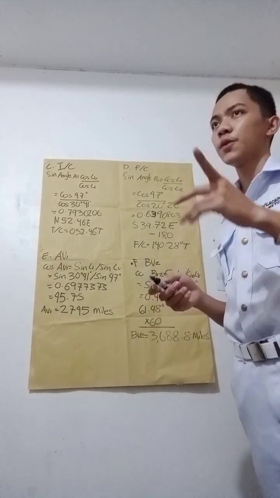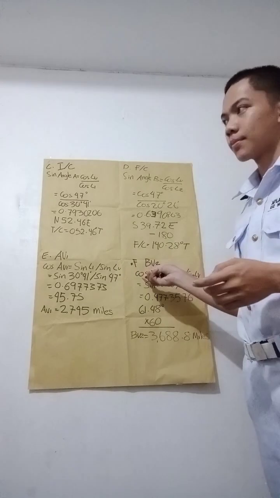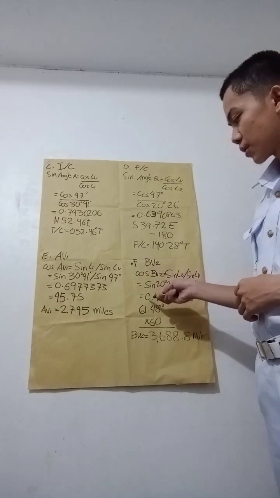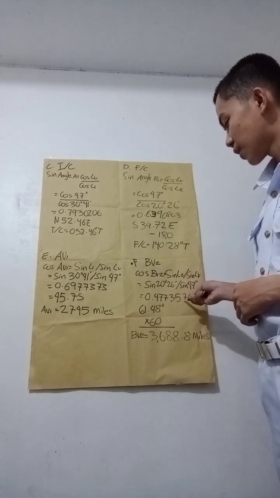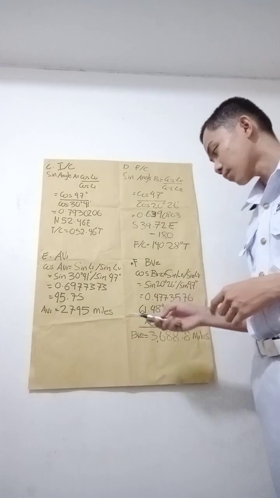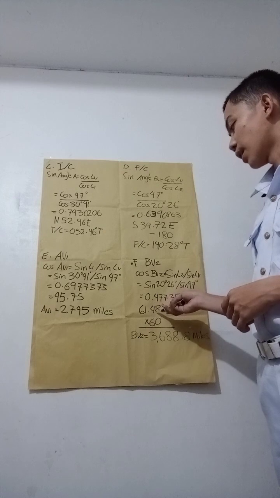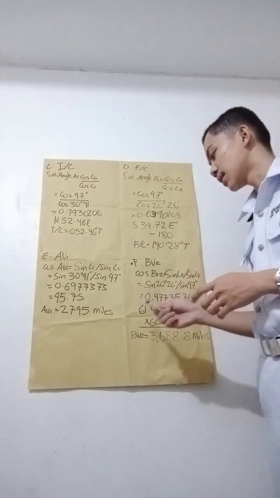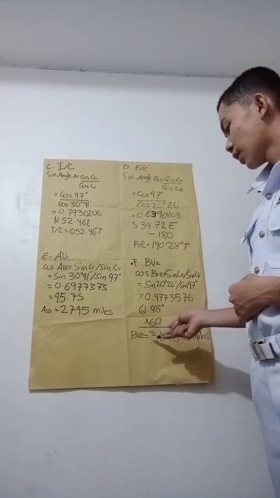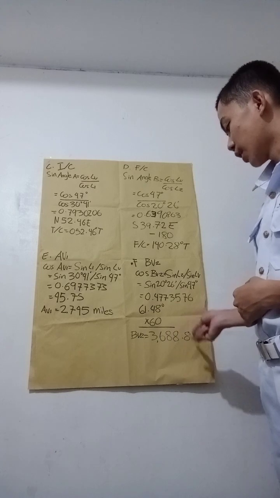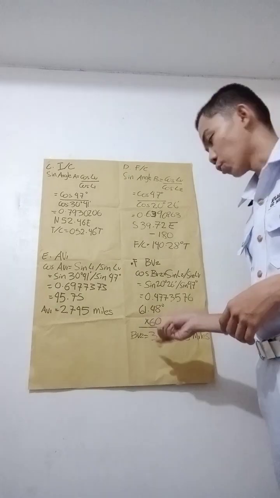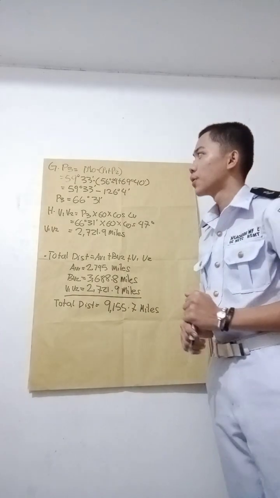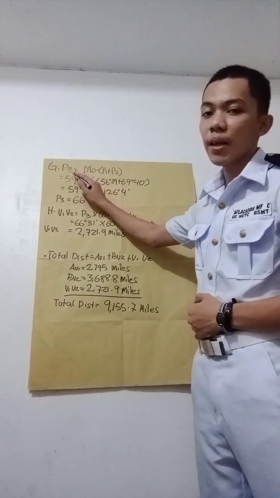Then type shift cos 0.4773576 is equal to 61.48 degrees. Then times 60 is equal to 3,688.8 miles. So this is now our BV2. So next is we need to solve our P3.